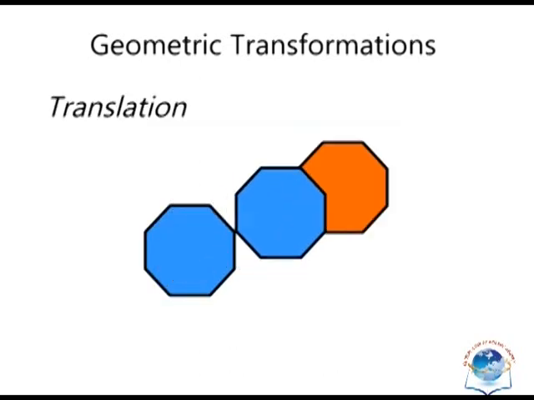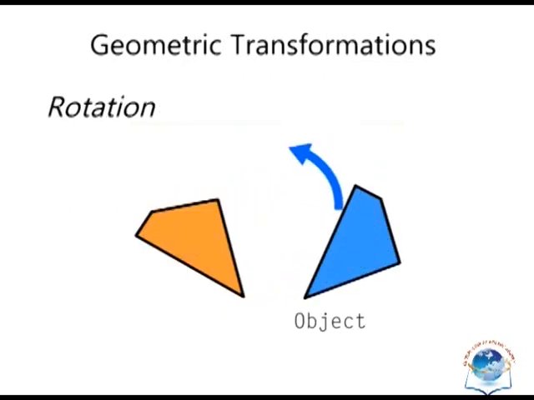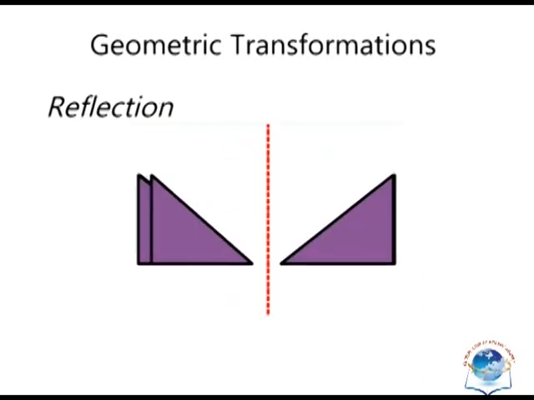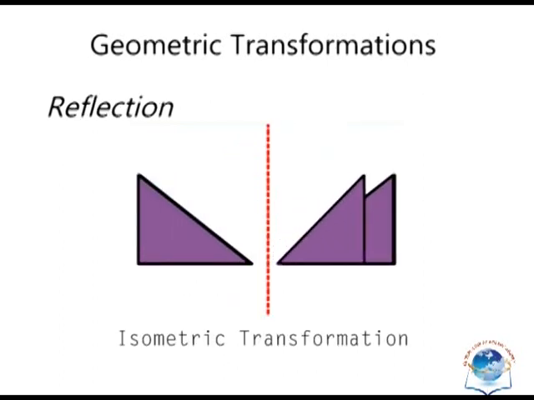Now, a geometric transformation is an operation that changes the position and/or the appearance of a geometric figure. The figure to be transformed is called the object, and the figure that is obtained after a transformation is called an image. The transformations which change the position of a figure without changing its shape and size are called isometrics. An example of an isometric transformation is reflection.